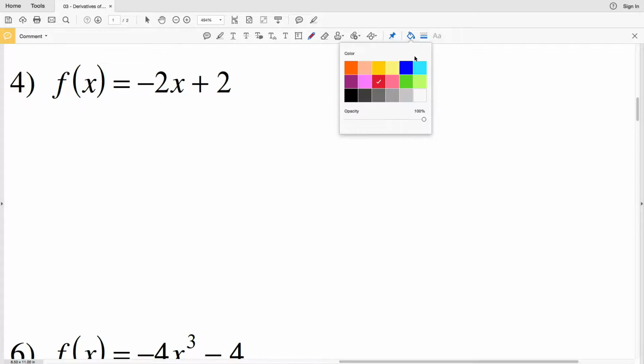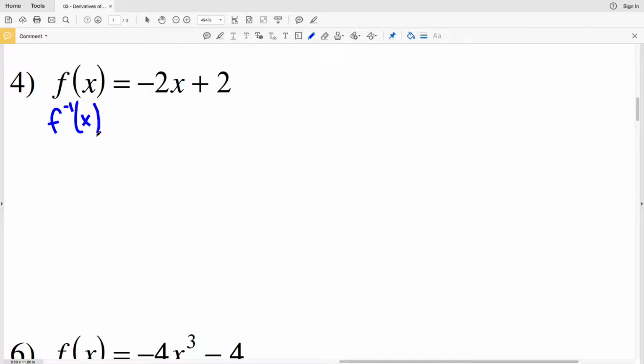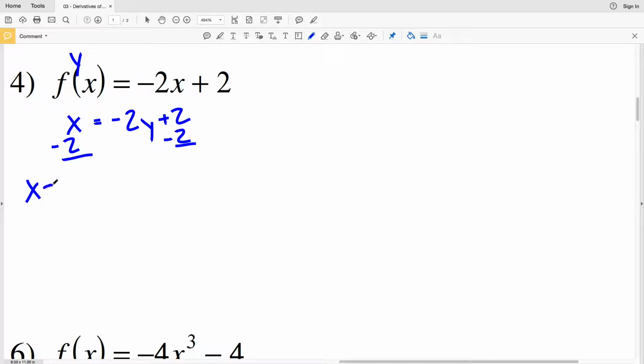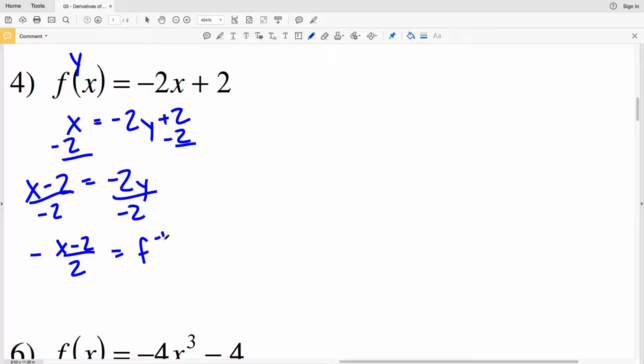Now continuing on to number 4, again calculating that inverse function, we have the inverse function of x, and if we switch y and x, that'll be x equal to -2y plus 2, so I'll subtract 2 from both sides to get x minus 2 equals -2y, and then dividing by -2 will give me negative x minus 2 over 2. That's equal to y, or our inverse function of x.